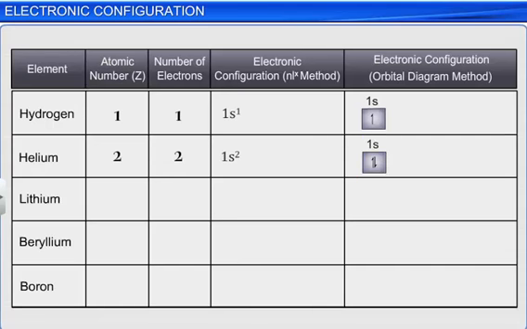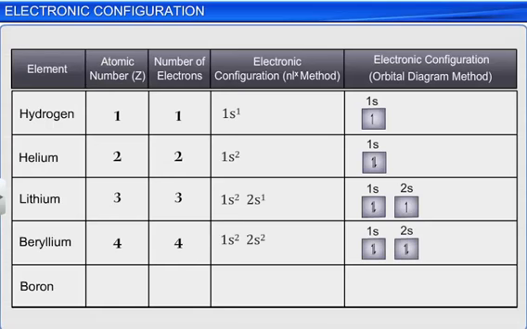Lithium has 3 electrons. 2 electrons will fill the 1s orbital, while the remaining 1 electron goes to the orbital of next higher energy, that is 2s. Beryllium has 4 electrons. 2 electrons fill the 1s orbital, and the remaining 2 fill the 2s orbital.